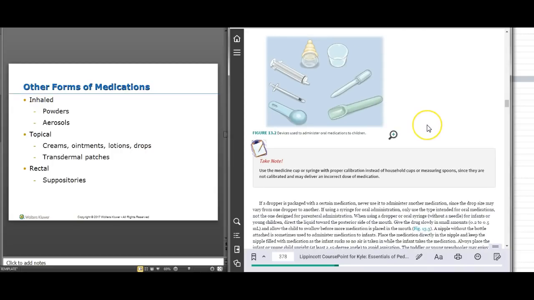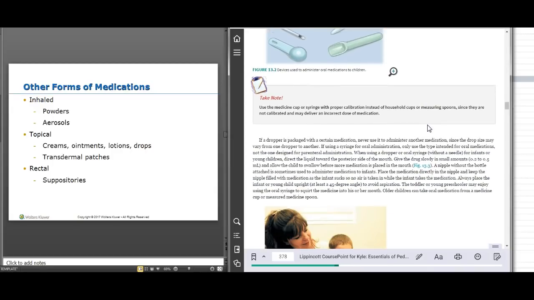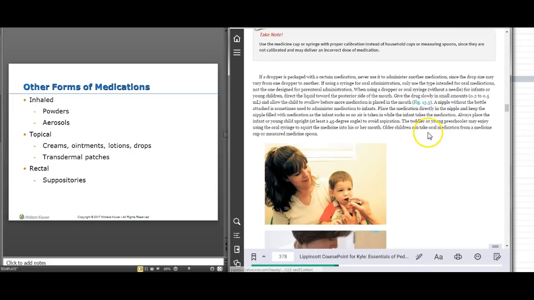Another good teaching point. A nipple without the bottle, okay? That's an option as well. Do not let the parents, or teach them not to, put the medication in liquid, okay, or in the bottle. Two reasons, well, probably more than two reasons, but the two main reasons: if it makes the liquid taste bad, then they may be very unlikely to take that liquid again.